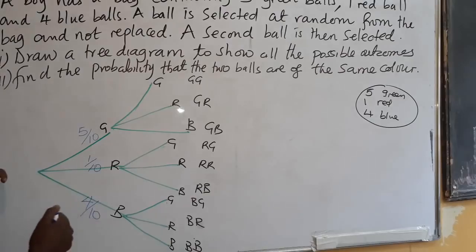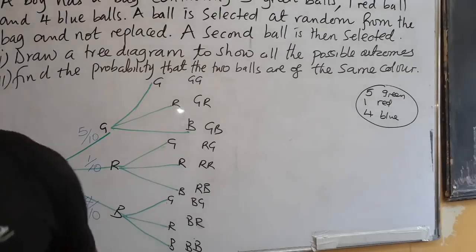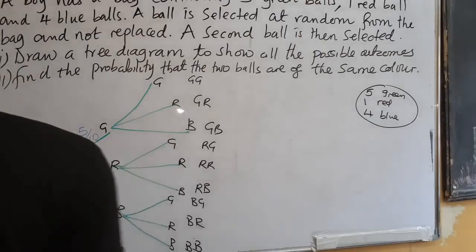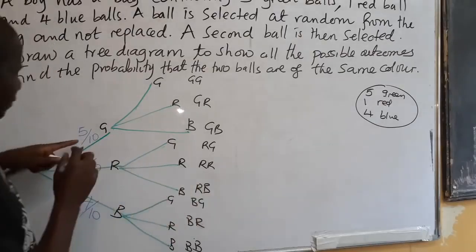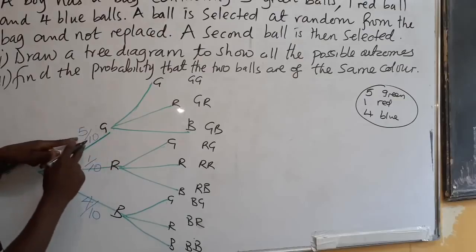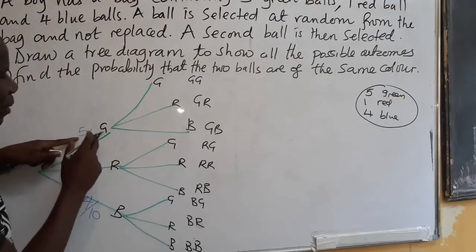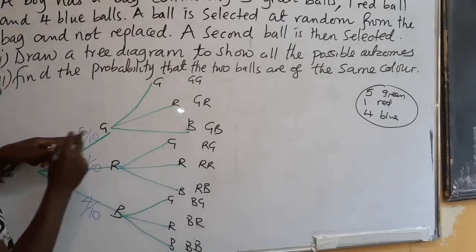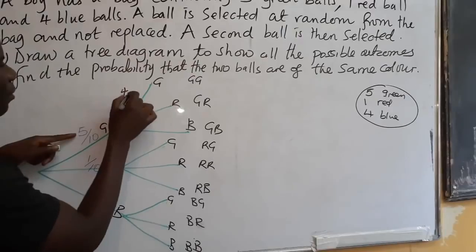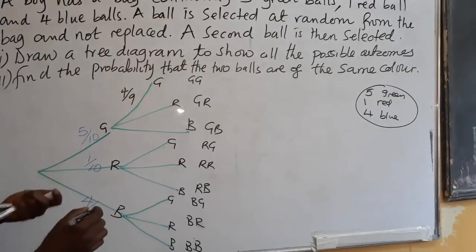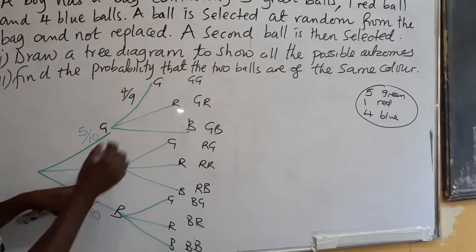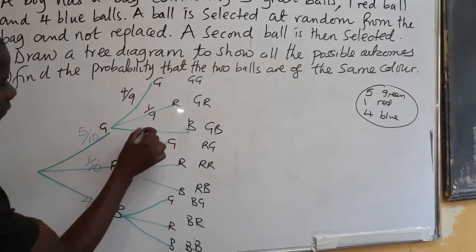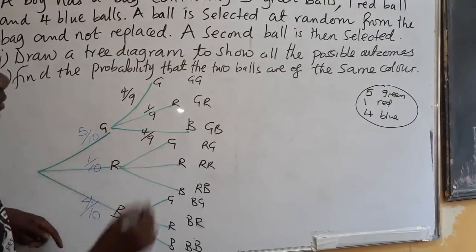Okay. Then is this okay? So if the first one that was drawn is green, what is the probability that the second one will be green also? So the green will reduce from 5 to 4 over 9. Then this one will still be 1 over 9, and this one will still be 4 over 9.